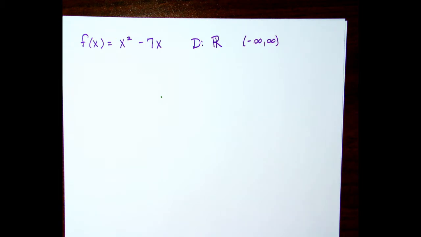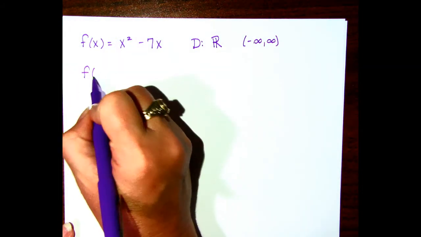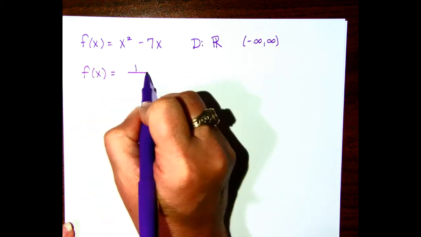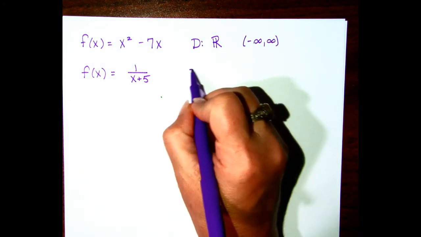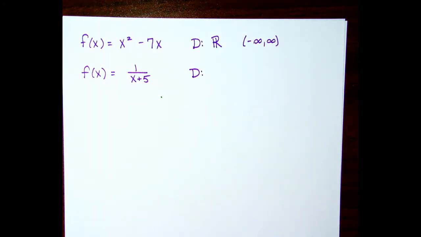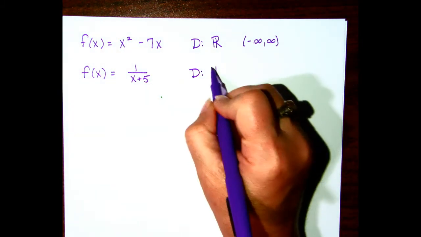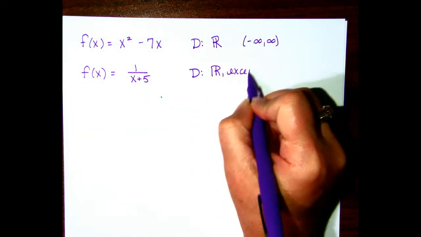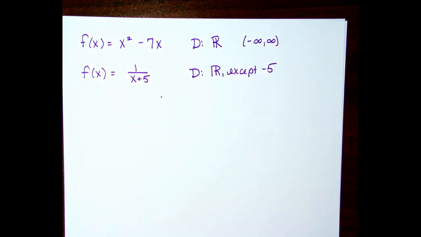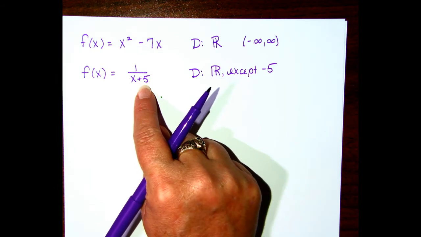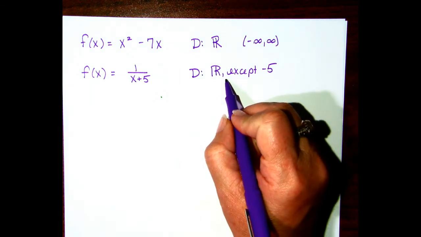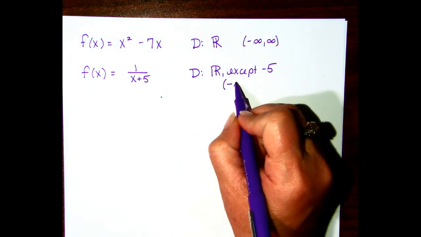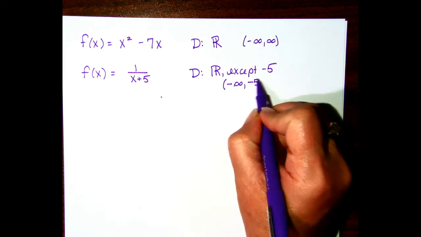Okay. What about this? F of x equals 1 over x plus 5. What's the domain here? All reals except negative 5. How do you know it can't be negative 5? You set the denominator equal to 0 and solve that. Okay. So how would you write that in interval notation? Negative infinity to negative 5, right?